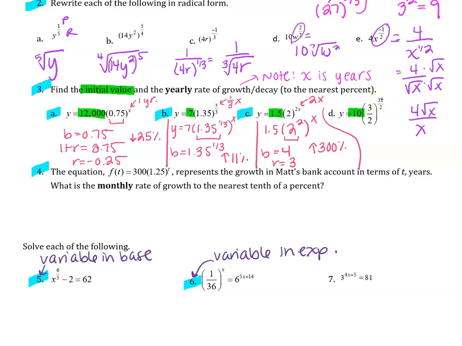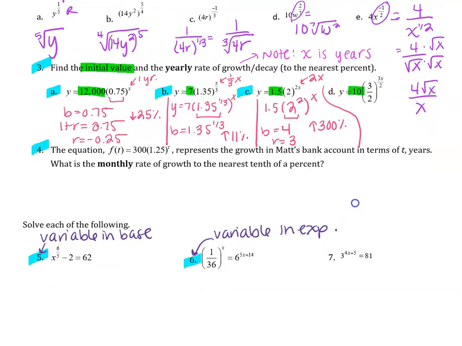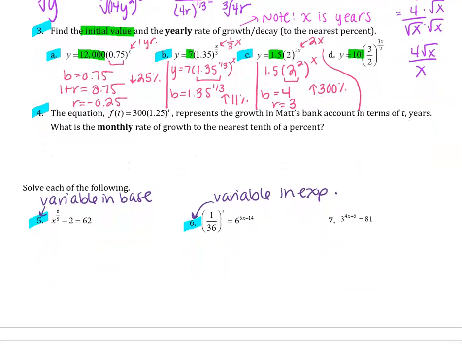Same idea. Okay. The equation f of t represents the growth in Matt's bank account in terms of t years. What is the monthly rate of growth to the nearest 1/10 of a percent? Okay, so when I read this function, I read it as you initially have $300, and then you are growing at a rate of 25% per year. And I know it's per year because they told me t was years. It doesn't want years though, it wants months. So I'm going to rewrite the function like this.